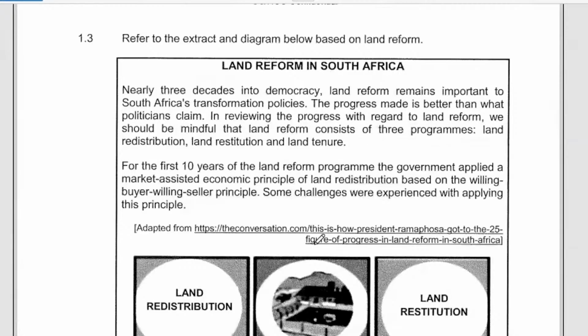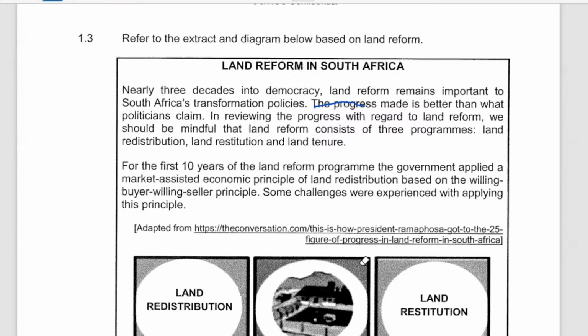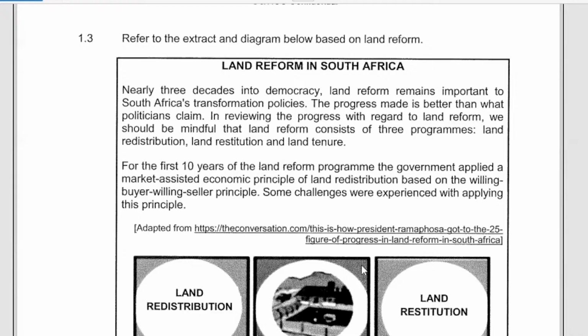It's an extract which talks about land reform in South Africa. Right, we're not going to go through the extract. We are just going to go through the questions and try to figure out where to get the responses from. Number 1.3.1, it says, quote evidence from the extract to show that there has been progress with land reform. If we go to our extract, it says here, the progress made is better than what politicians claim. So it shows that there's progress there.